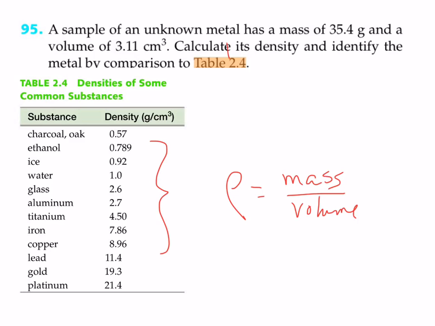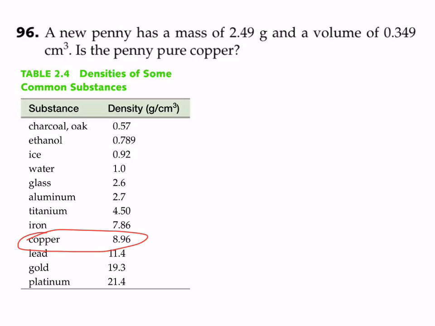And then the next one looks like this, where pennies are supposed to be made of copper, but how close are they to really copper? Depends on the year. That's true. That's what I've heard. So here we have the mass and the volume of a penny. Of course, by division we can get the density, and we're going to see how it lines up with the density of copper.